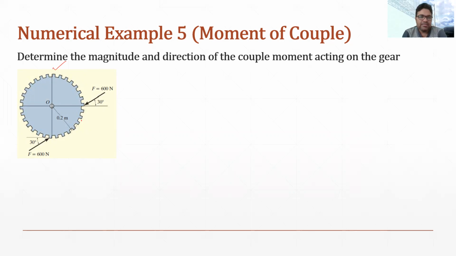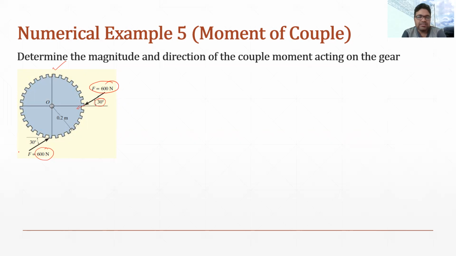In this, you can see there are two forces. One is 600 Newton, and the sense is towards this direction. Similarly, there is another force of the same magnitude. You can see the force is making a 30 degree angle from the horizontal. Similarly, the same force in the opposite direction is also making a 30-degree angle from the horizontal.